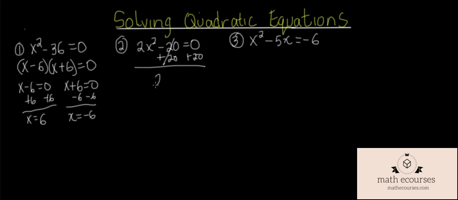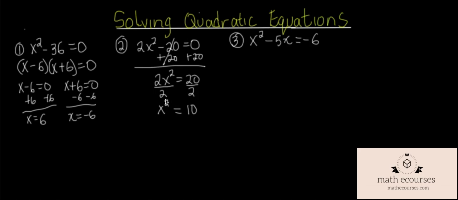So that's gone. Now I have 2x squared equals 20. Then you want to get rid of this 2 by dividing by 2. So you want to completely isolate that x squared to get it completely by itself. 20 divided by 2 is 10.